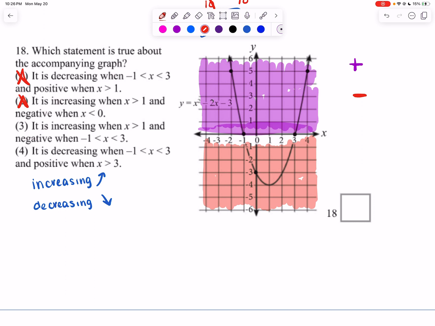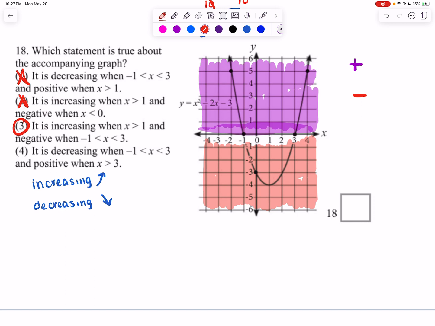Now it says it's increasing when x is greater than 1. So let's put our finger back on 1 and go up, and that's true. It is increasing. And it says it's negative when negative 1 is less than x is less than 3, which is definitely true because it is negative in that region. So it has to be choice 3.